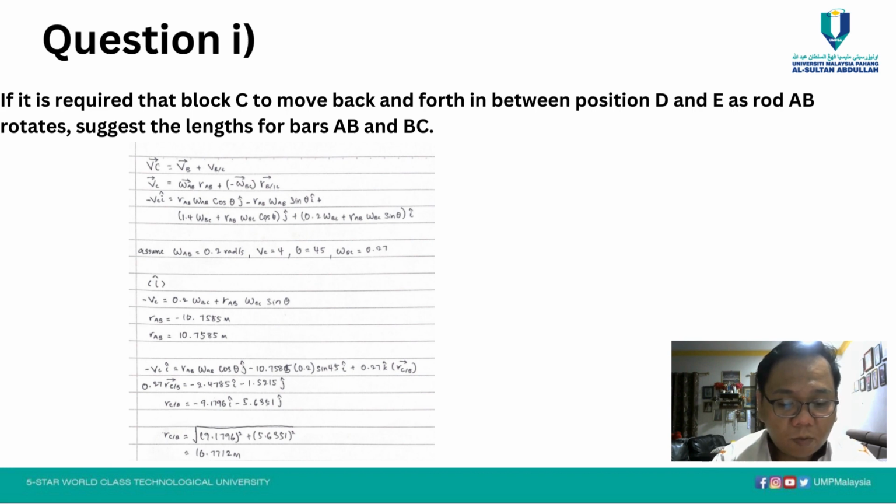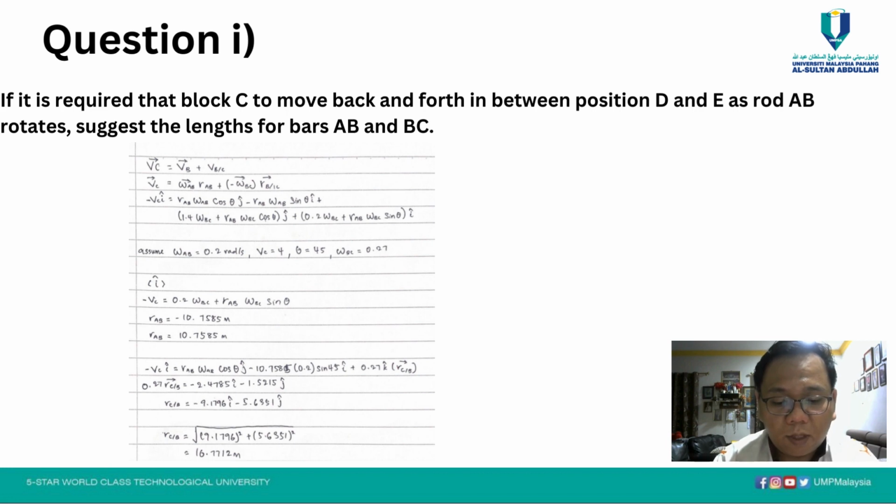0.27 RC with respect to B equals negative 2.4785 i hat minus 1.5215 j hat. So RC with respect to B equals negative 9.1796 i hat minus 5.6351 j hat.